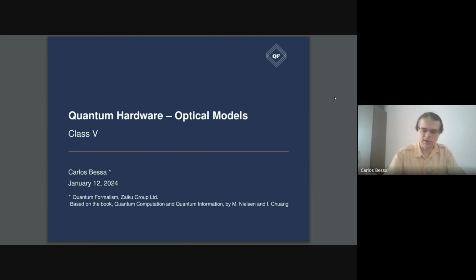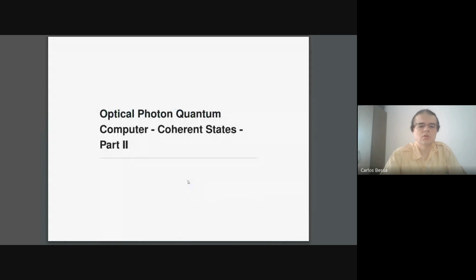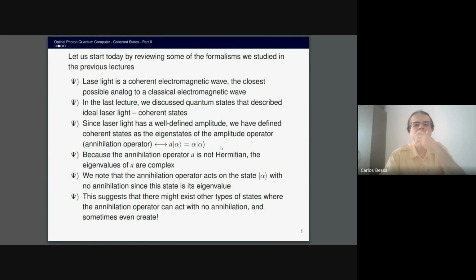So let's start again. This is the second part about coherent states. We'll see some properties of these very important quantum, or sometimes called semi-classical, states. Let's start by reviewing some of the formalism we studied in the previous lectures, especially the last one. There is a typo here: laser light is a coherent electromagnetic wave. That's the type of laser light we are using.